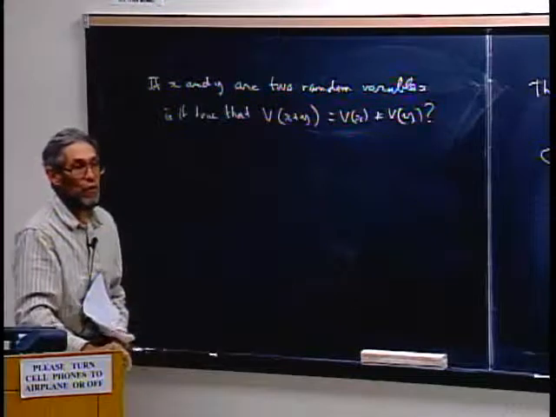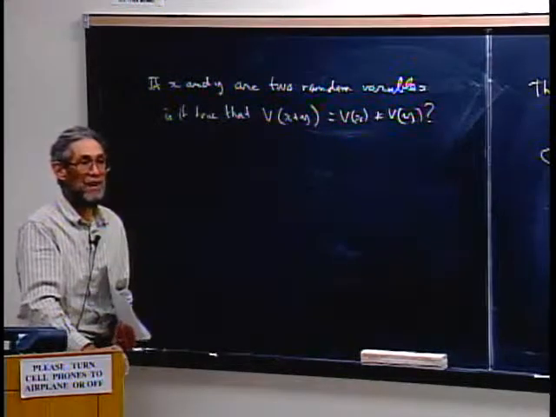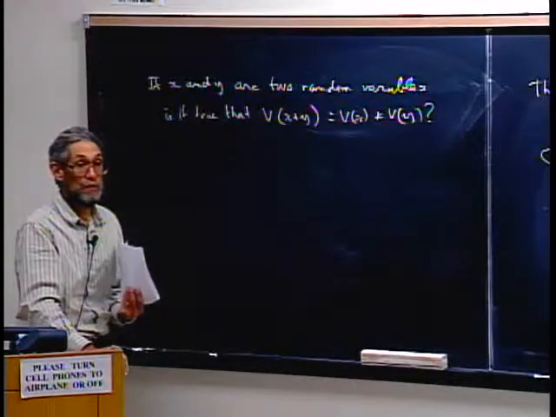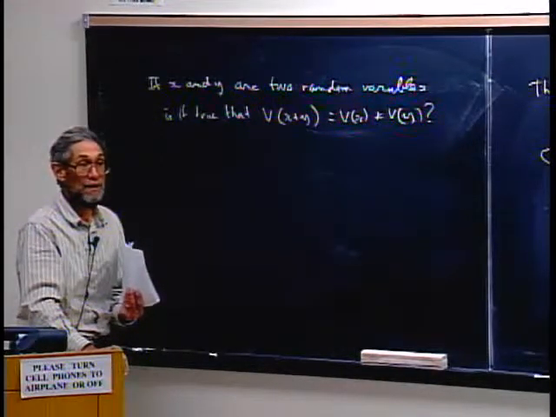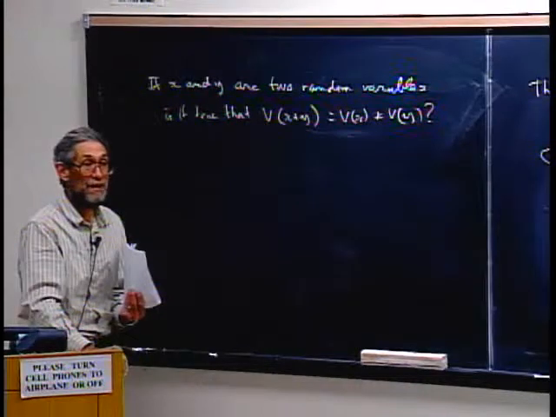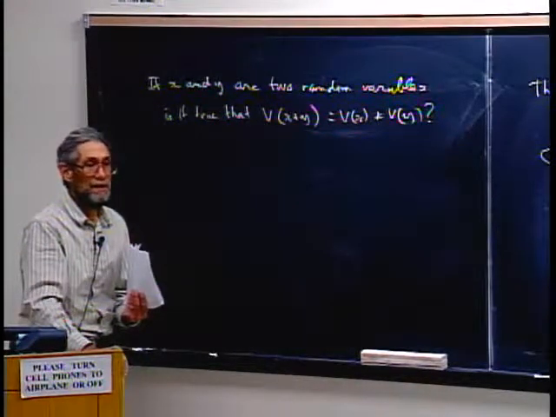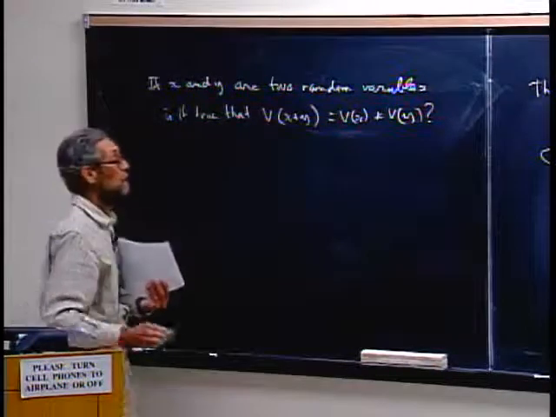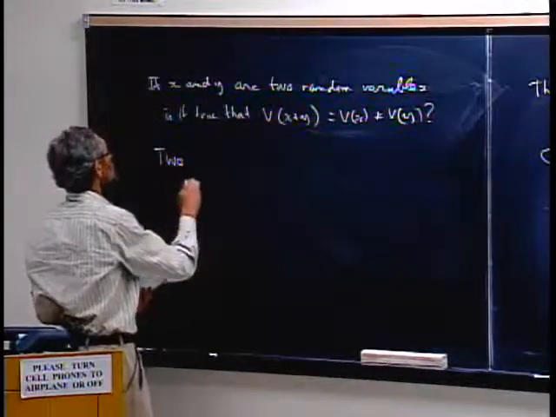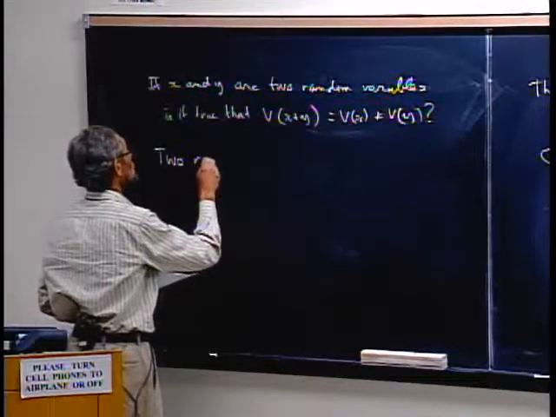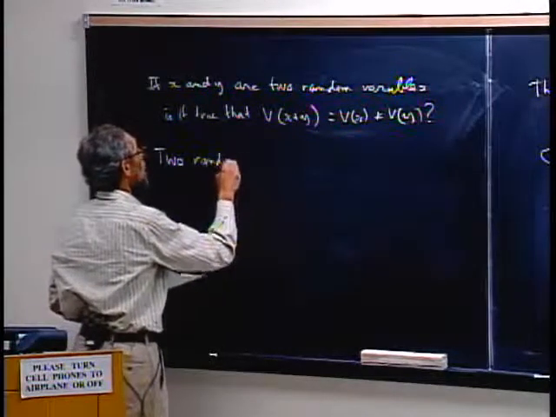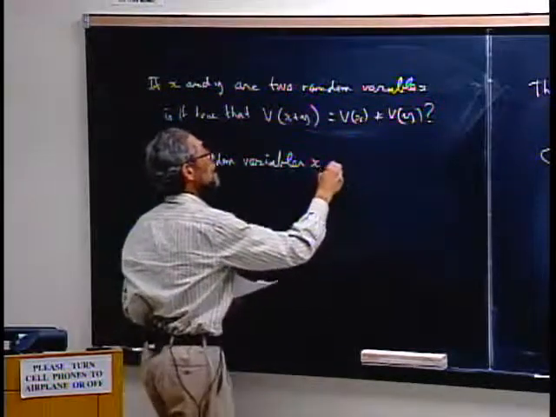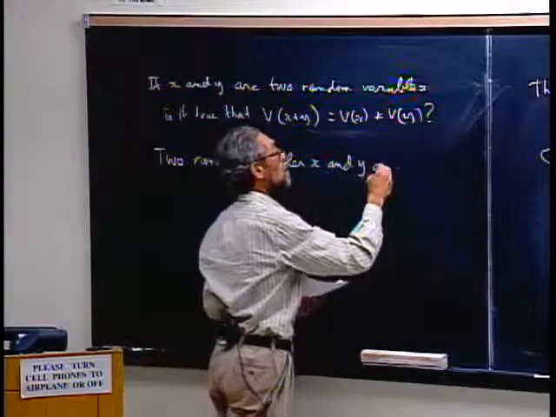So when is it true? All those people who raised your hand, do you remember enough probability statistics to remember in what circumstances it is true? No, the actual word is independent. And the two events are independent. So two, I guess that's really random variables, x and y are independent.